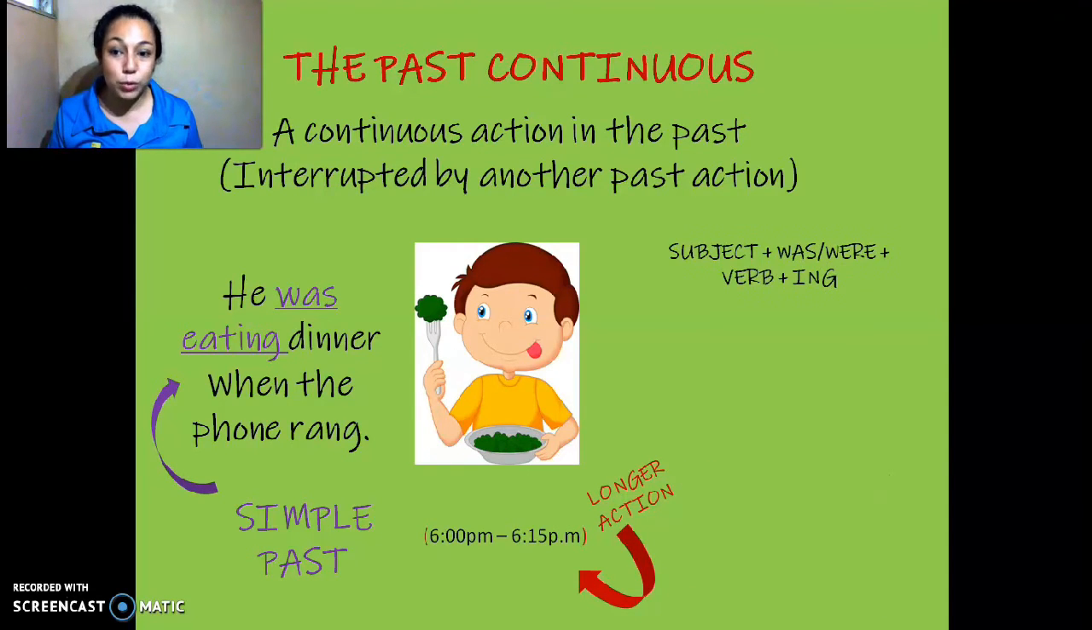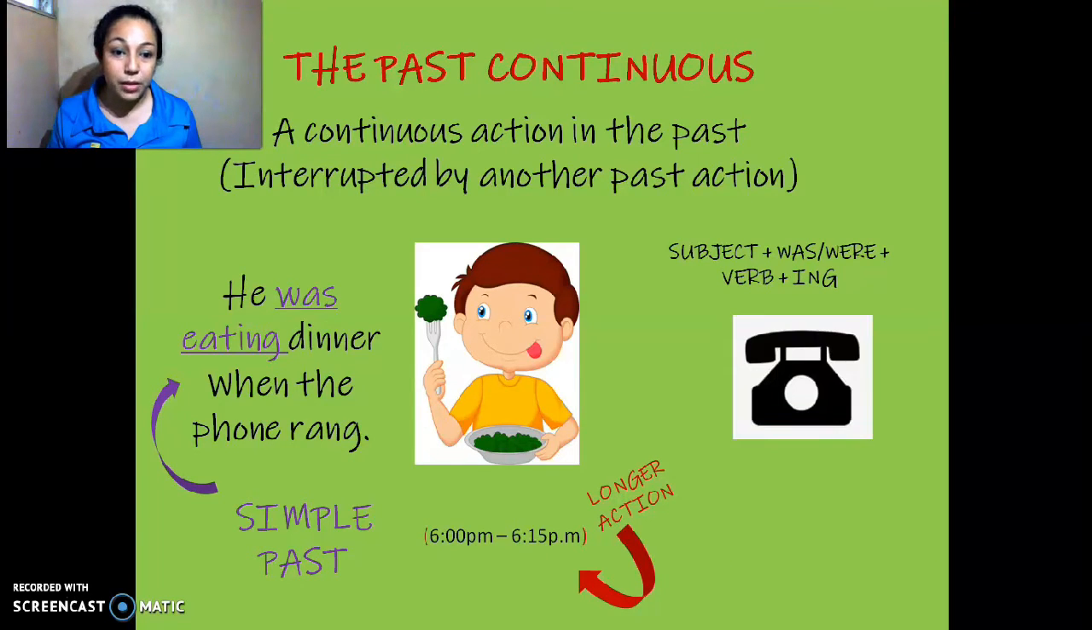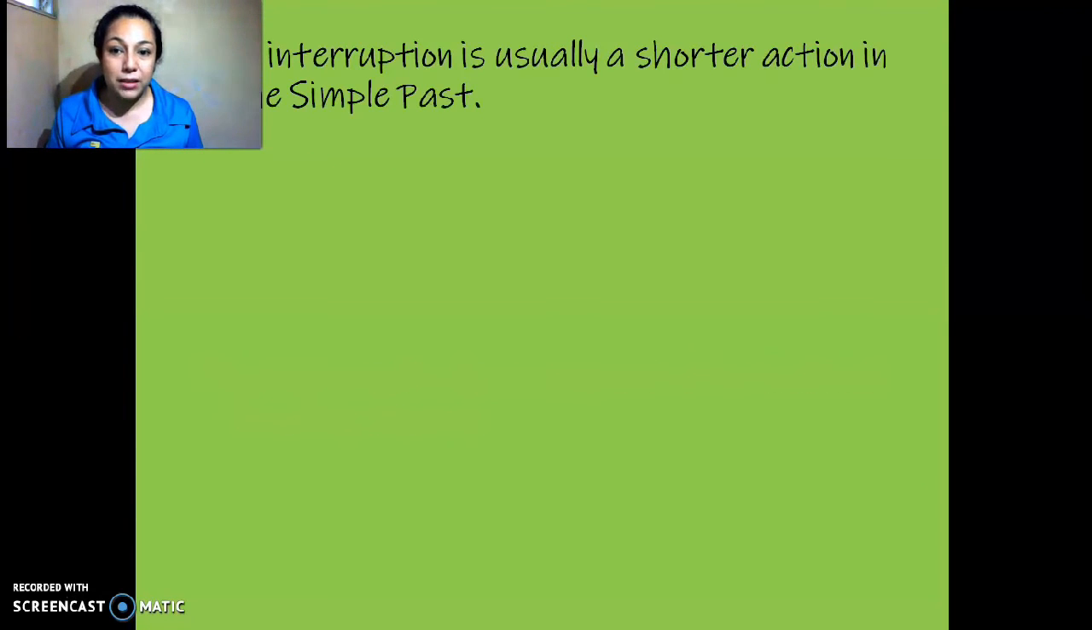Then you have the structure. Okay, we have the subject, in this case he. Then you have the verb in past tense, that is was, according to the pronoun. Then you have the main verb, in this case eat. Then you have the ing. Okay, then you have the second action that is developing maybe at 6:10 p.m. That means during the longer action. Okay, the interruption is usually short. That means the action is short, in the simple past.